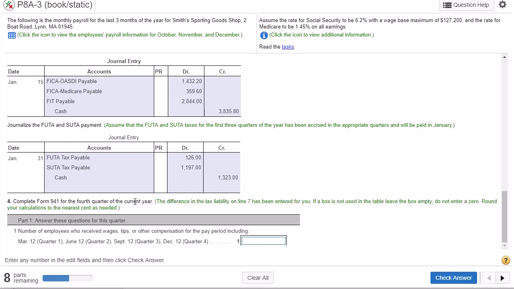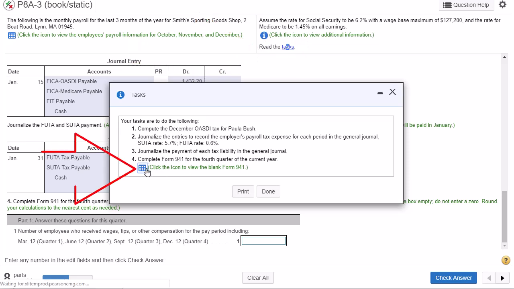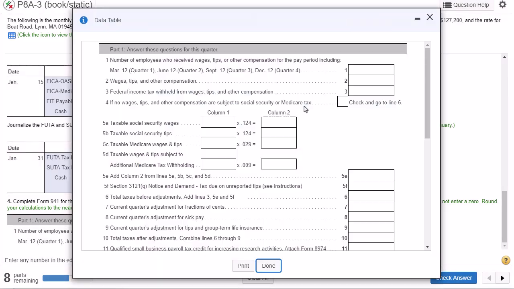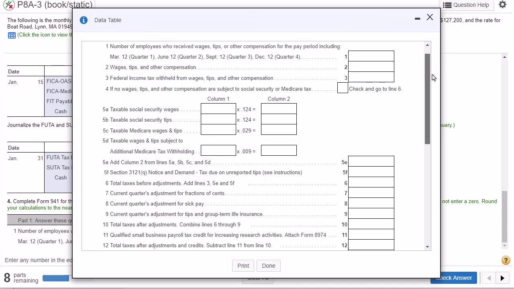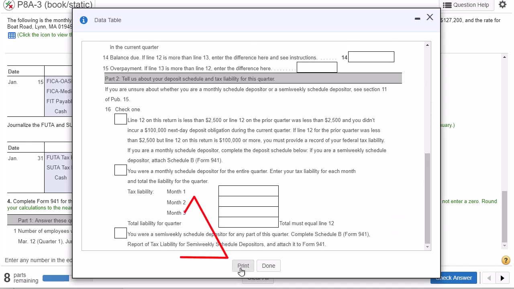All right. So, Form 941. If you want to see the whole form, you can. We click up here, click on Read the Tasks, and then down here, you can view the whole 941 all at once if you want. And if you don't want to have to scroll to look at it, you can always print it.